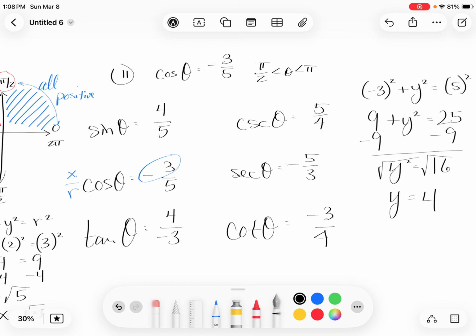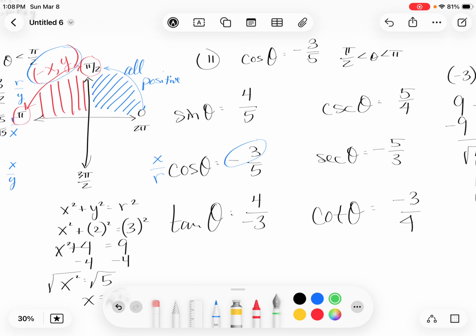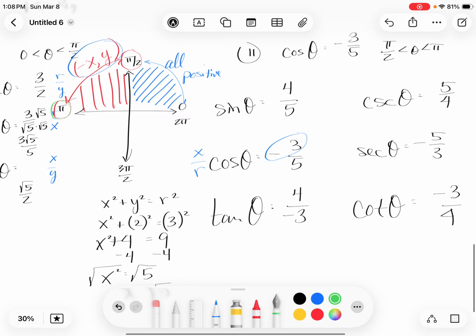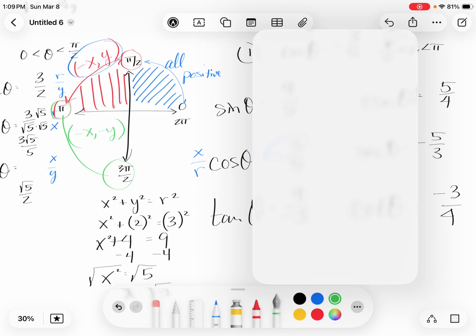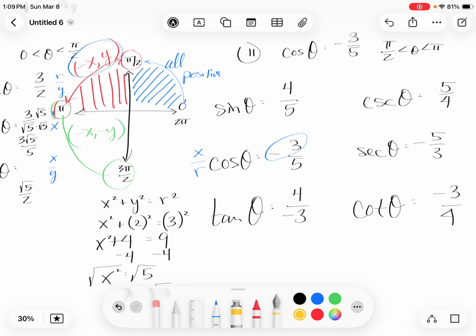Now, just to go back to our graphic a little bit, I'm going to use purple. If I'm between pi and 3 pi over 2 in zone 3, that would have to be a negative x and a negative y. R is still positive. And using yellow, if I'm from 3 pi over 2 to 2 pi, then my x is positive, but my y is negative. And that's the difference between all those. Okay?